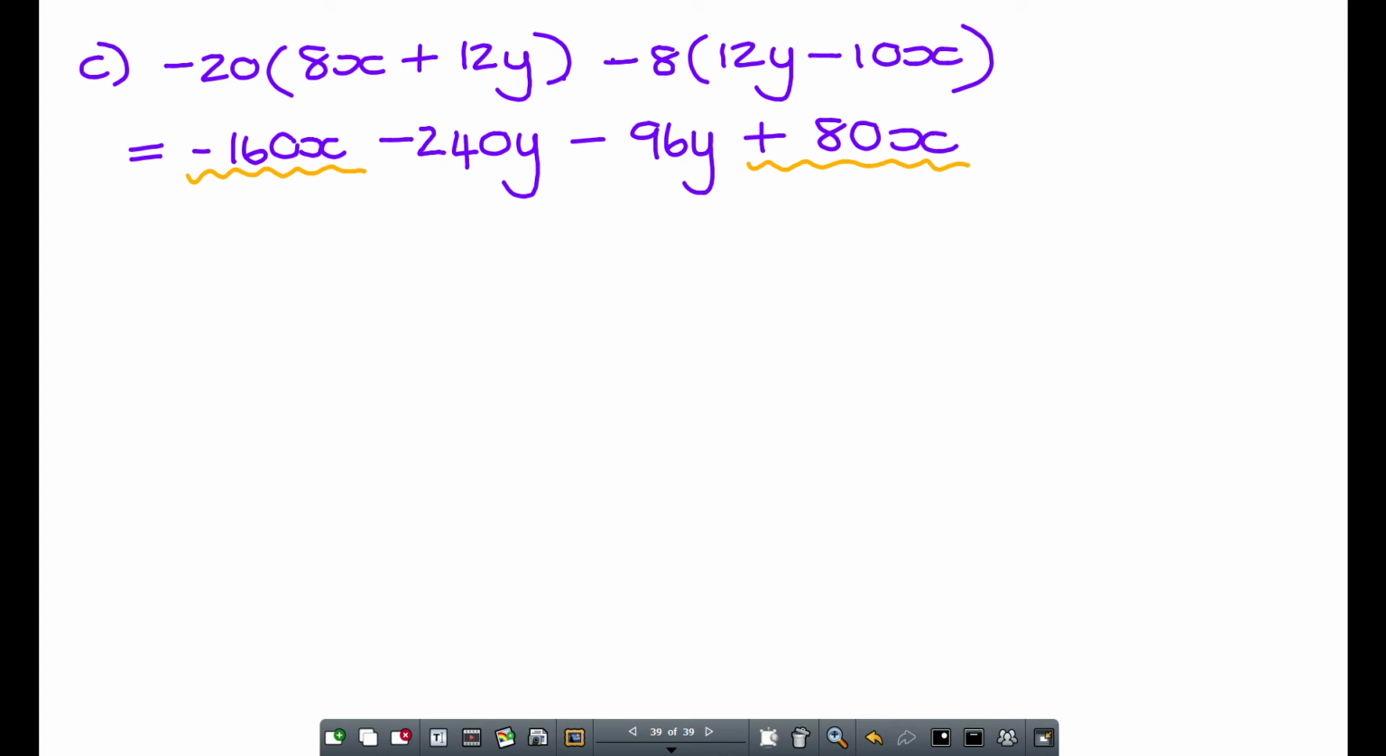Okay, right, so minus 160 plus 80 is going to give me minus 80x. Can you see the unknown stays the same? And then I have got minus 240y and then minus 96y. Those are also like terms, and that's simplified.